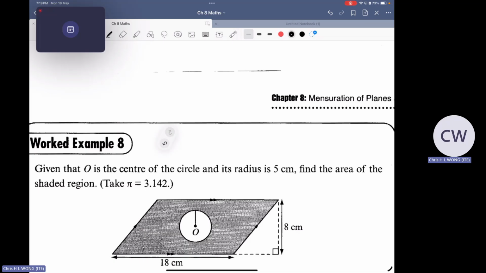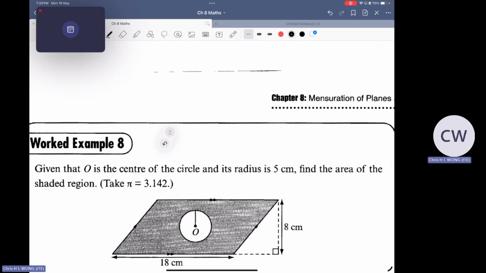If I ask you to find the area of the parallelogram, I'm sure you can find this, right? But this parallelogram has a hole here. So you must minus the hole, right? How do you find the hole? The hole is a circle. So you find the area of the parallelogram minus the area of the hole, you have the answer. Given that the hole is at the center of the circle, and the radius is 5. So from here to here, 5.